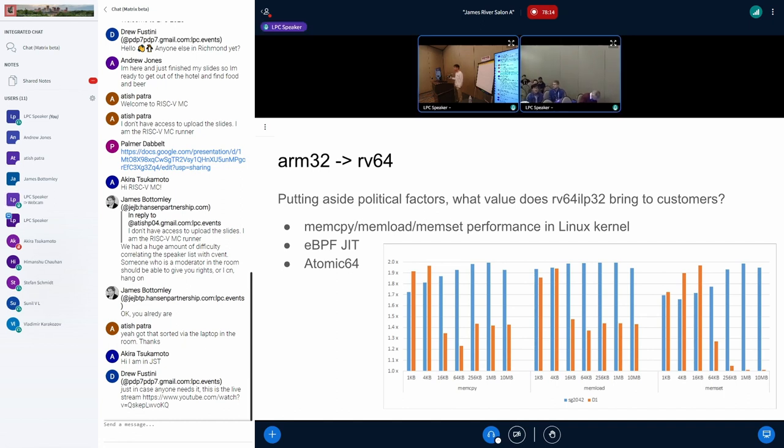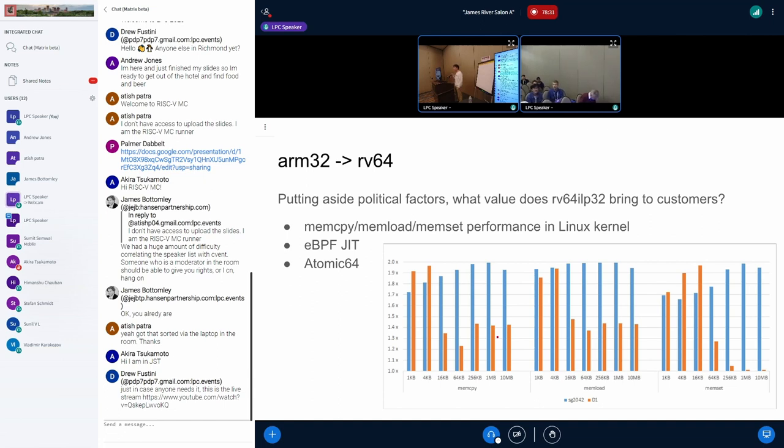And the second is eBPF JIT. If you use the 64-bit ISA, you would have a proper eBPF JIT implementation, and that would be faster. And another thing is that RV64-ILP32 has a better atomic 64.